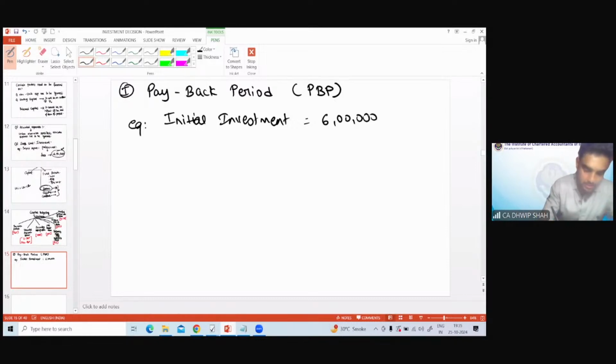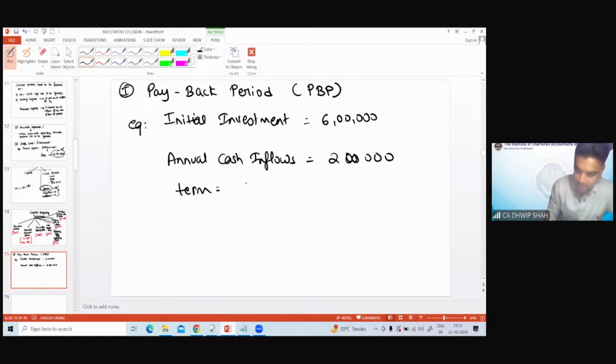Let's say it is 6 lakh, and my annual cash inflows is 2 lakhs per annum. My term of the project is 5 years. So my initial investment in the project is 6 lakh, my annual cash inflows from the project is 2 lakh per annum, and my term of the project is 5 years.